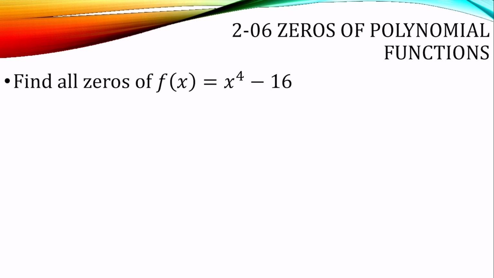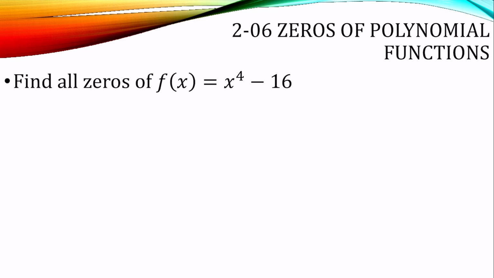Alright, so let's find all the zeros for this. It's x to the 4th, so we'd expect 4 zeros. Now, the way students want to do this is add the 16, and then take the 4th root. Since it's an even root, you'll go plus and minus, and so you'll get plus and minus 2. So you'll get 2 and negative 2. Except that's only 2 zeros, and we need 4 of them. So let's try again.